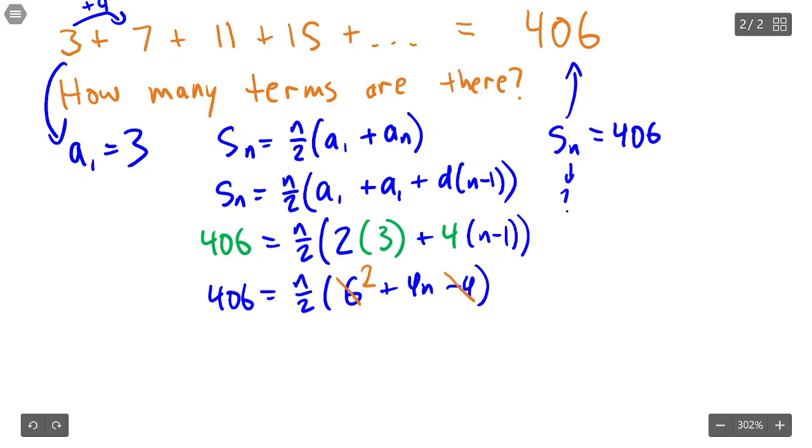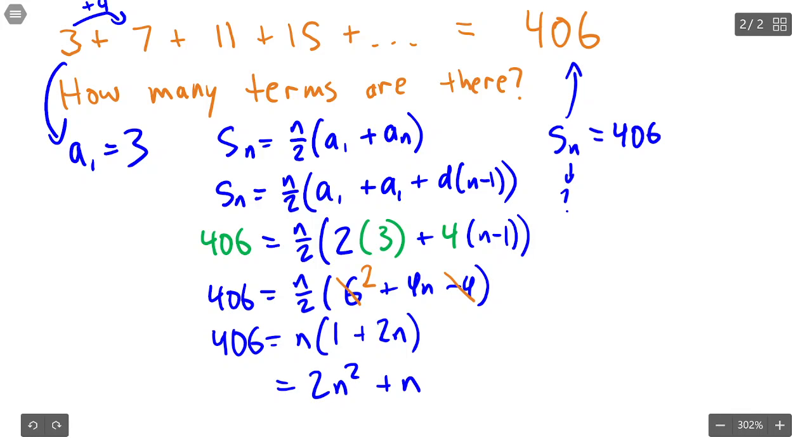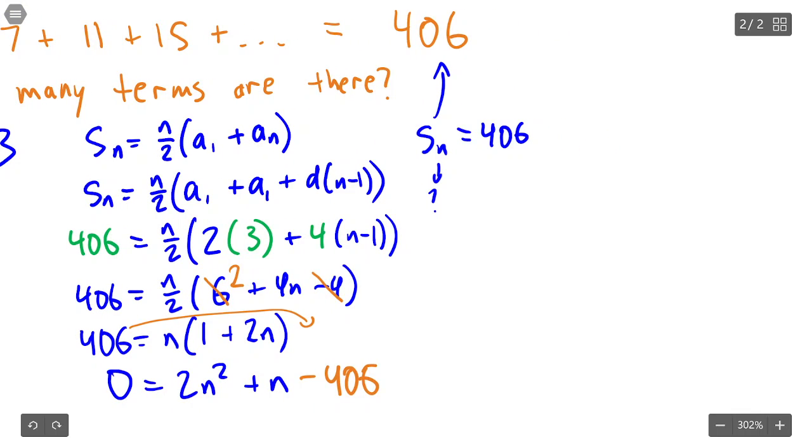So now let's distribute the half. When we divide both of those things by 2, what do we get? So 406 is n times, 2 divided by 2 is 1, 4 divided by 2 is 2. And this is actually a quadratic. So on my right-hand side, if I distribute my n, I'm going to end up with 2n squared plus n. And the 406 we'll bring to the other side to make it negative 406, so that we can set it equal to 0, right? Because whenever you're solving a quadratic, you want it to be equal to 0 because of the zero property.